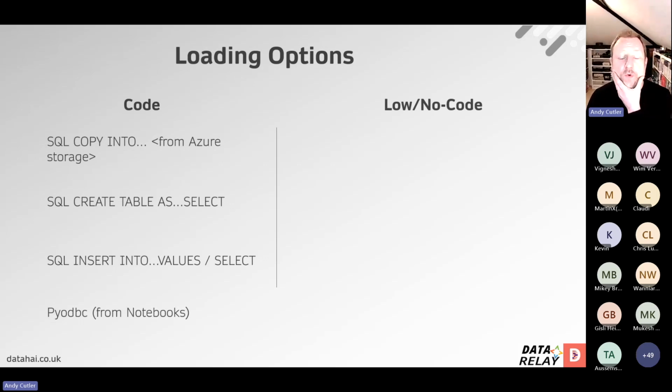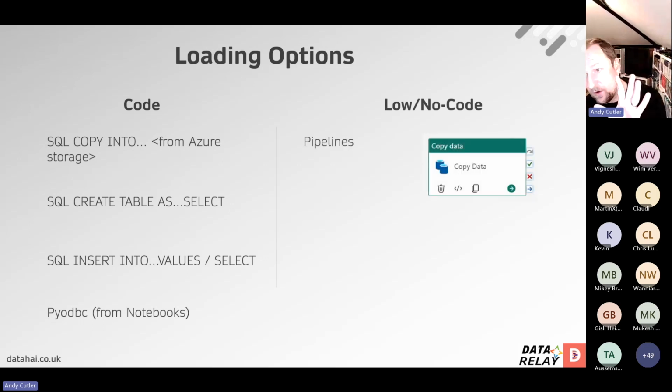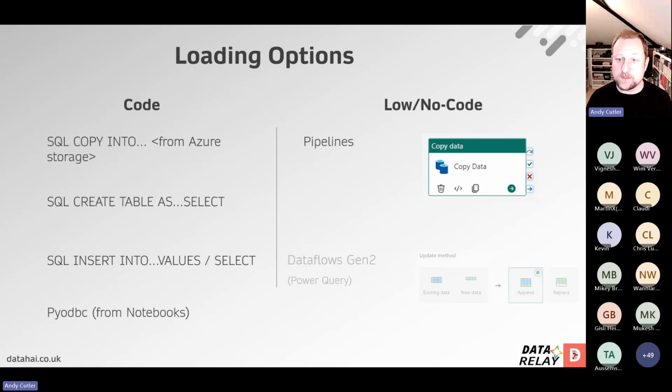If we come to the low and no-code options, yes, we've got trusty pipelines. So we've got copy data, so we can bulk load data into warehouse tables there. Yes, we've got Dataflows Gen2, and we've got an append and a replace option. So it's either going to replace the data that's in the table, or it's just going to append if you know that all the data that's coming in that particular flow is new data.